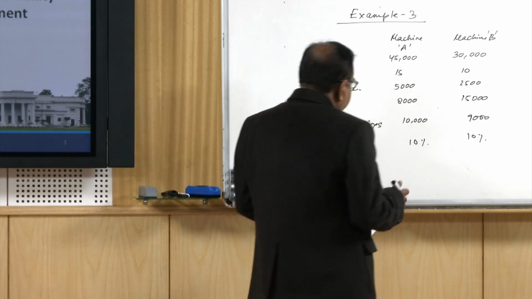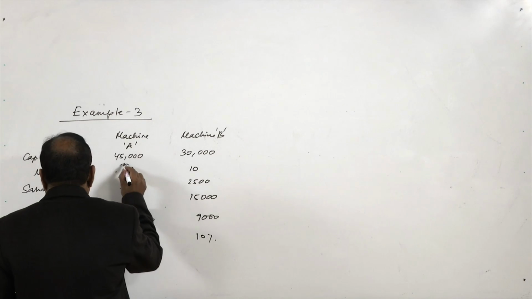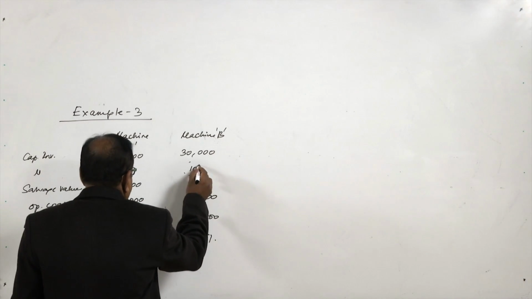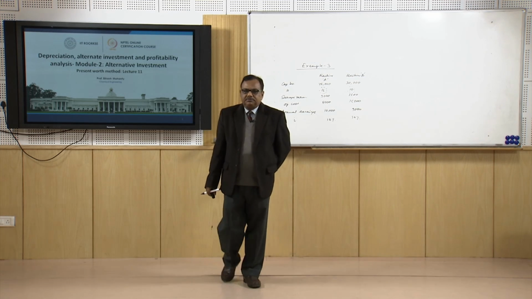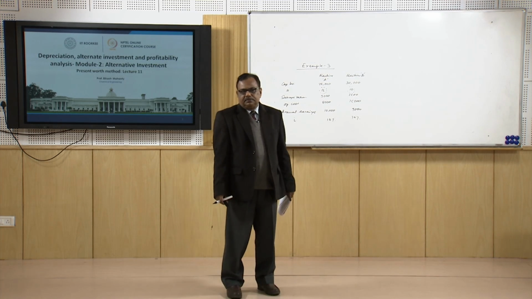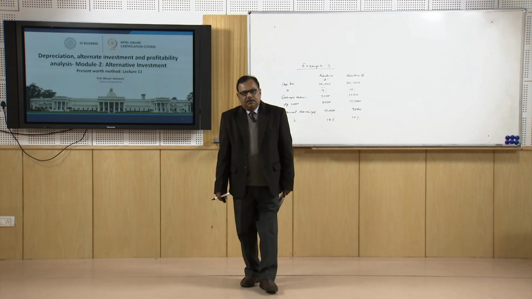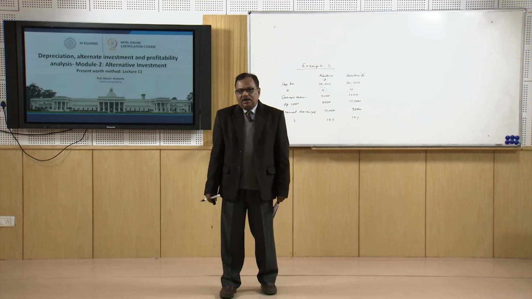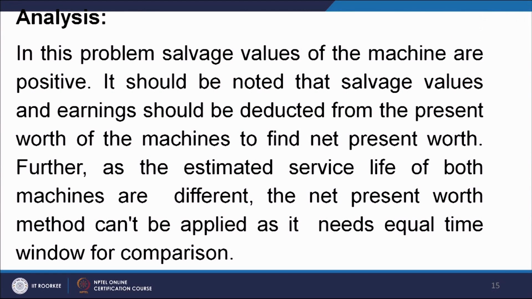Now, we see here that the n values are different. In this problem, salvage values of the machines are positive. It should be noted that salvage values and earnings should be deducted from the present worth of the machine, because these are earnings, to find the net present worth. Further, as the estimated service life of both the machines are different, the net present worth method cannot be applied directly, as it needs an equal time window for comparison.